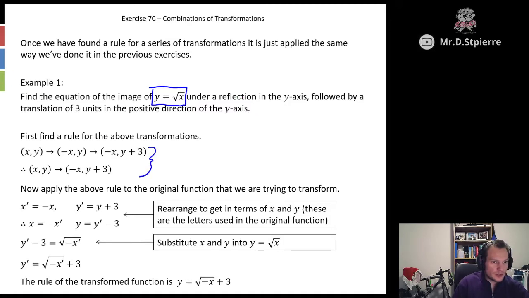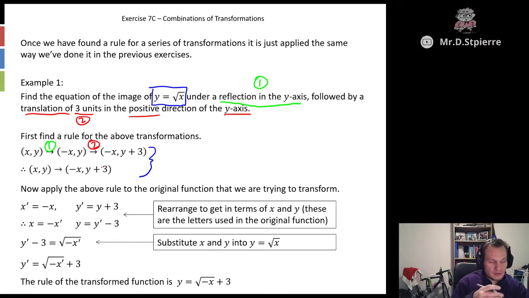So again, just quickly to point out, reflection in the y-axis is transformation number 1 in the order we're given. And then we are given, followed by translation 3 units positive y-axis. That was step 2, sorry. So transformation number 1 is all x values have their signs switched, which is a reflection about the y-axis. And then transformation 2 leads us to negative x, and then our y values have 3 added to them. So that's pretty straightforward.